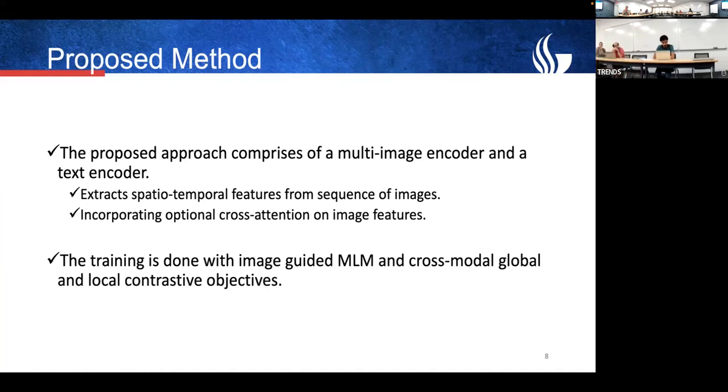Okay, so the proposed approach comprises a multi-image encoder and a text encoder. The multi-image encoder basically extracts spatio-temporal features from a sequence of images, and the text encoder incorporates optional cross attention on image features, which means that if a prior image is available, it's going to apply cross attention. Otherwise, it's not going to do that. And then the training is done with MS guided masked language modeling and cross-modal global and local contrastive objectives.